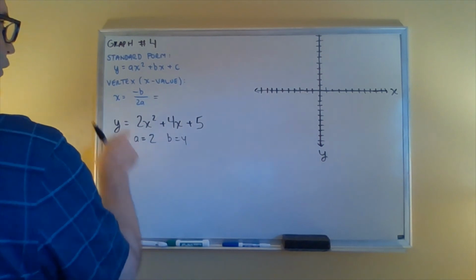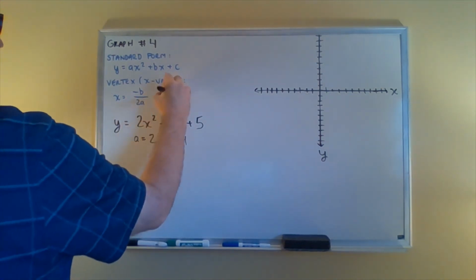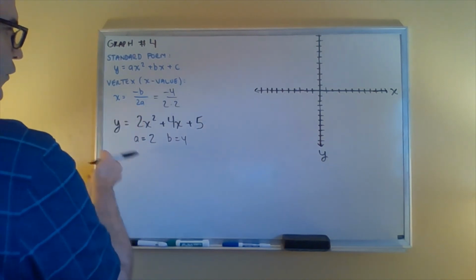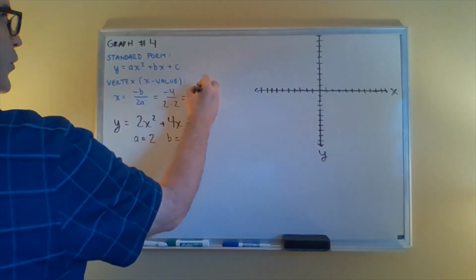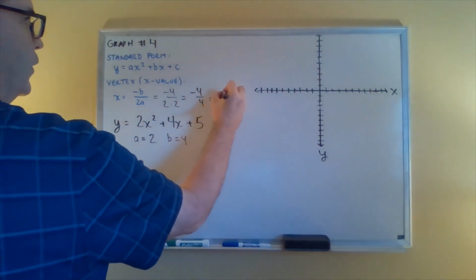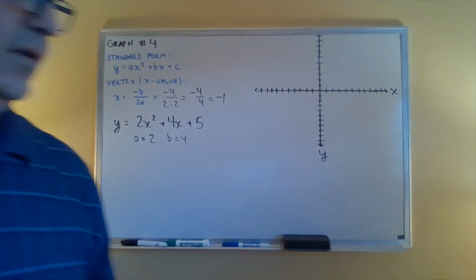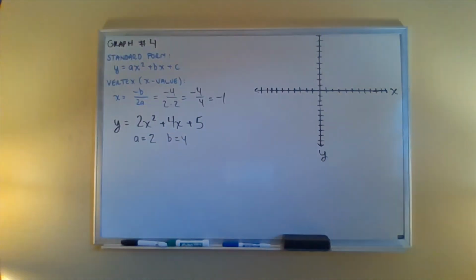So I'm going to plug those into my vertex formula. I'll end up with -4 over 2 times a, which is 2 times 2. So I'll end up with -4 over 4, or -1. So the x value of my vertex is -1.